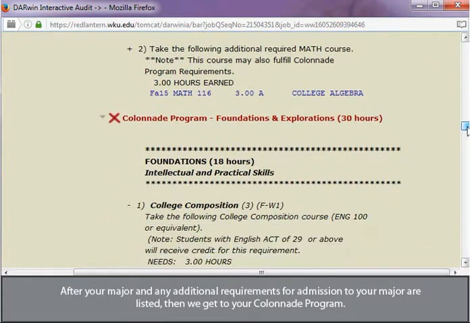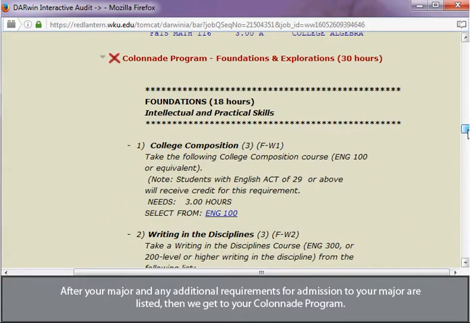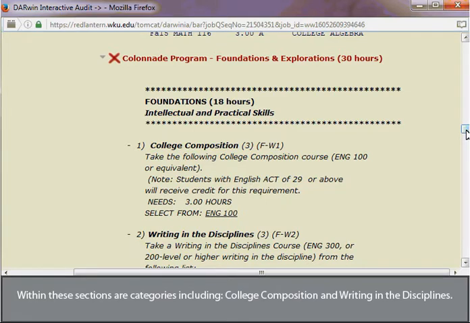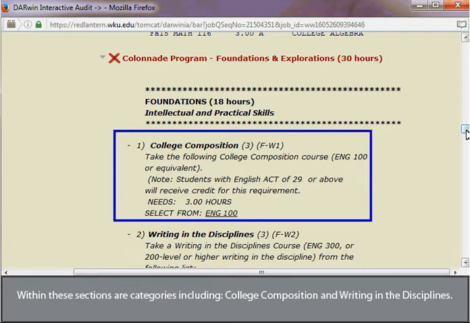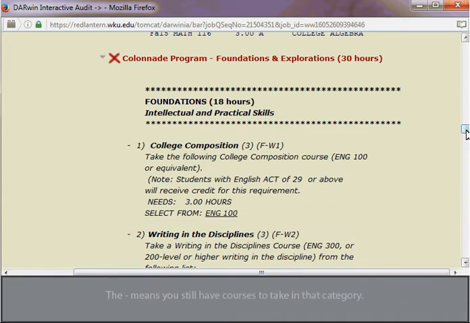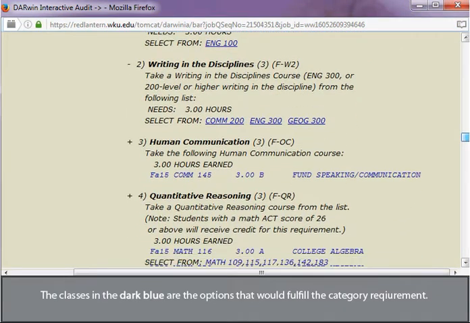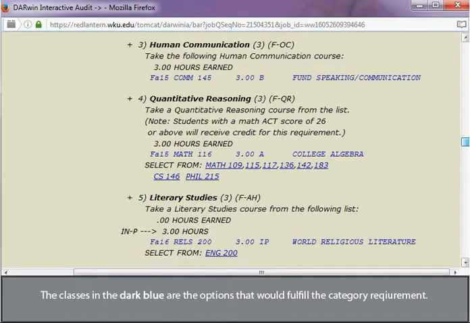After your major and any additional requirements for admission to your major are listed, then we get to your Colonnade program. The first two of 3 sections of Colonnade are called Foundations and Explorations. Within these sections are categories including college composition and writing in the disciplines. The minus means you still have courses to take in that category. The classes in the dark blue are options that would fulfill the category requirement.